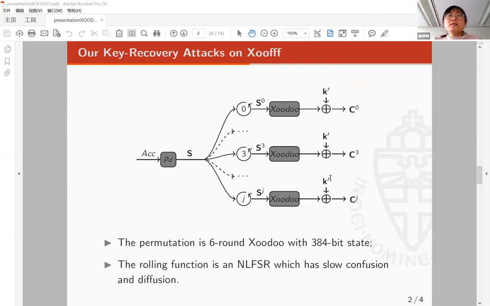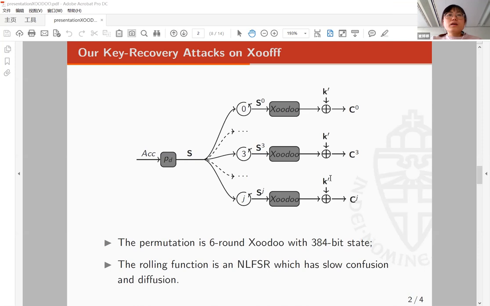ZOOF is an instantiation of the Farfalle construction. In our work, we recover its key by considering just the expansion layer. In this layer of ZOOF, the permutation is the 6-round ZOODOO with only a 384-bit state, and the rolling function is an NLFSR. Although we don't know the exact value of S, we know all inputs s_i come from the same S, and there is a strong relationship among the s_i because of the slow confusion and diffusion of the rolling function.